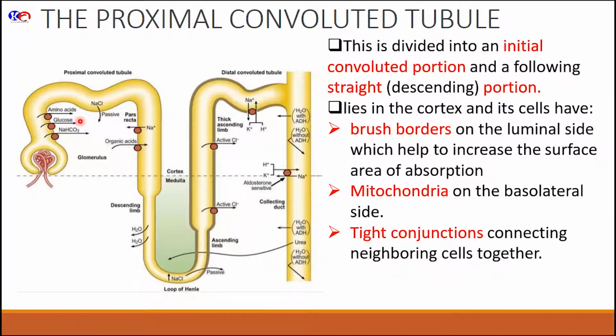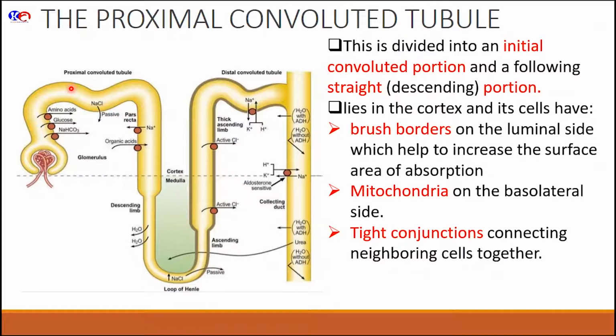Now the luminal side, that is the side that is facing the lumen, is made up of brush borders. This increases the surface area for absorption. When we begin to deal with the functions or the mechanisms involved in regulation of the filtrate, you shall see what the brush borders are really doing.